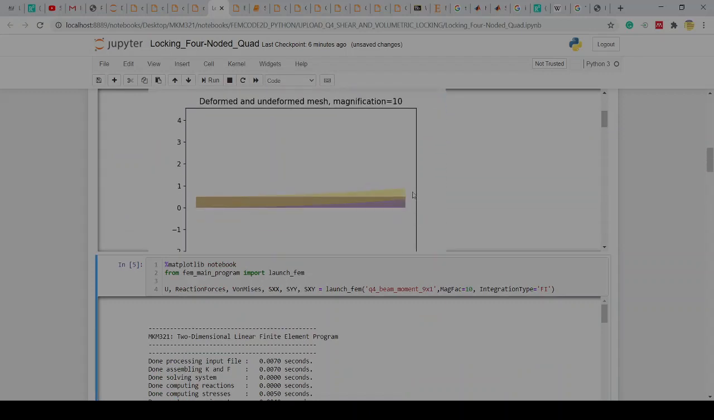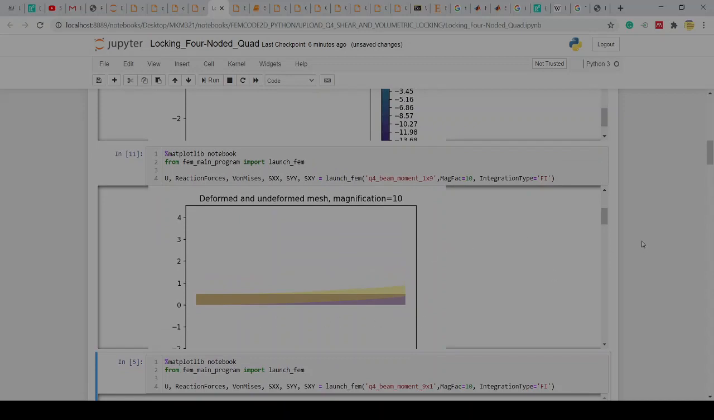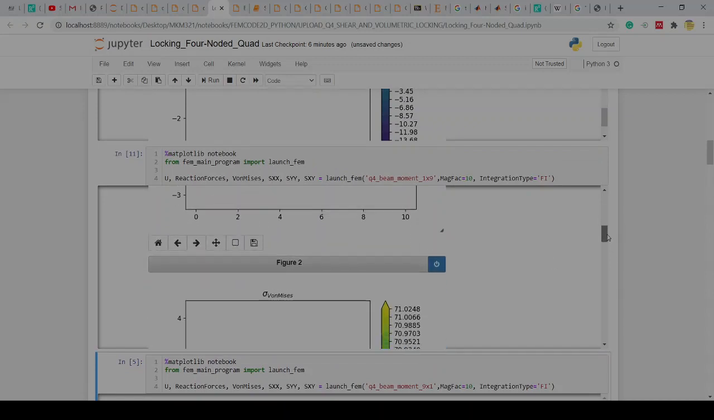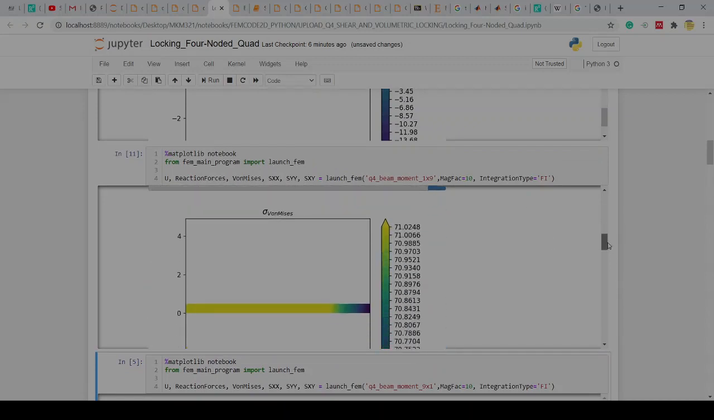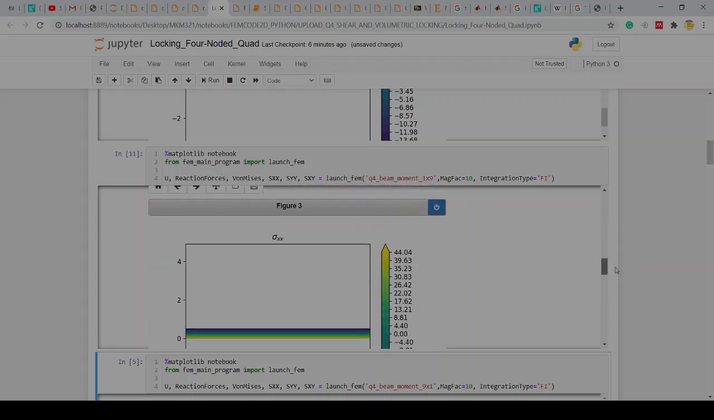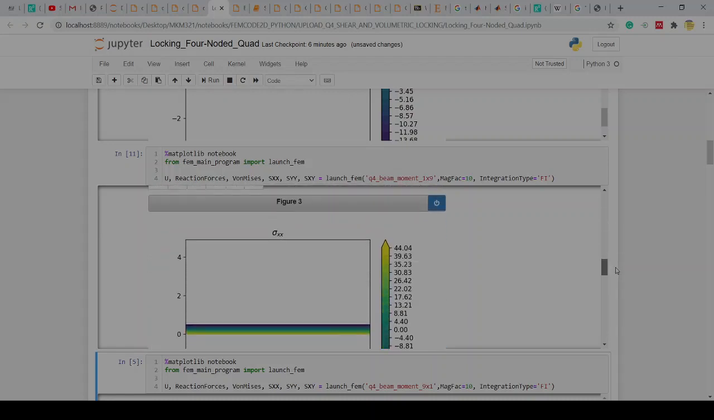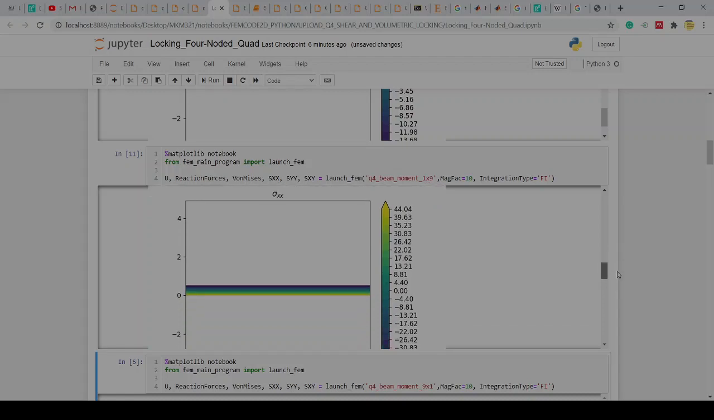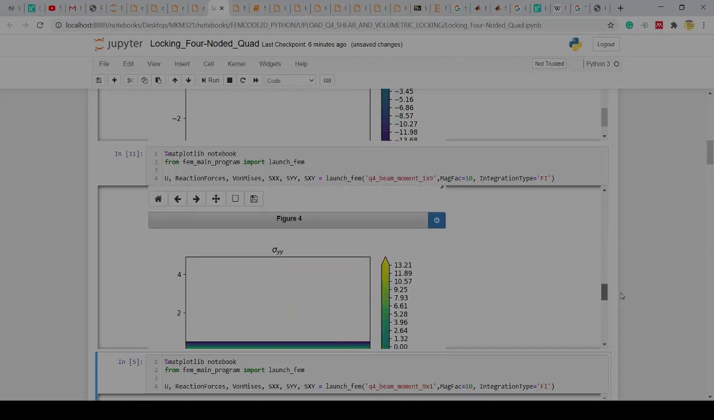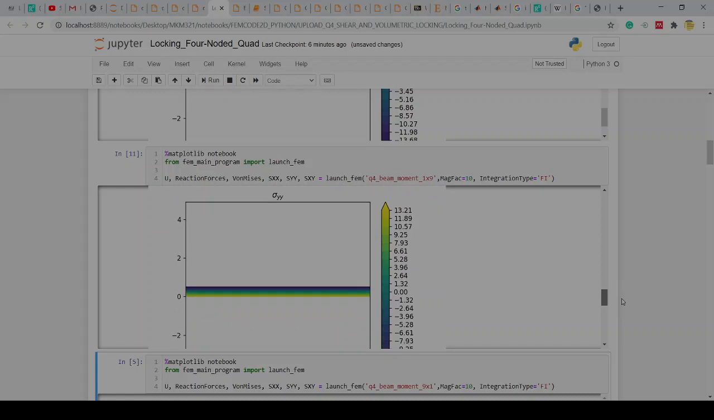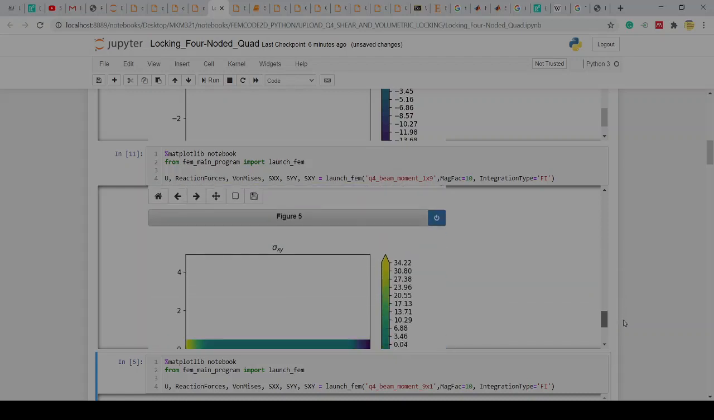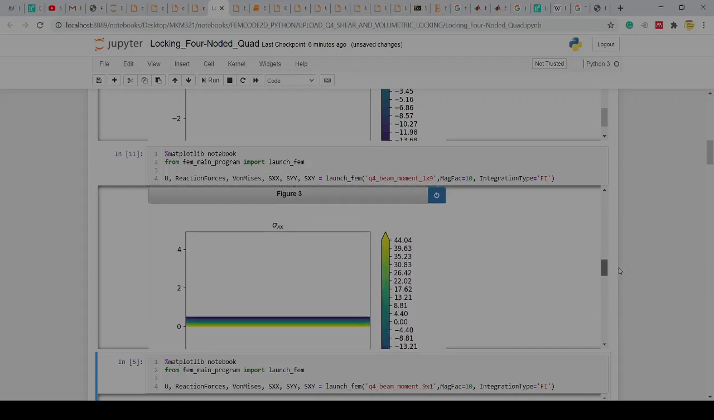Magnification factor, significantly more displacement. Can you see that? Significantly more. Now the von Mises is up to 70. Sigma XX, luckily, is at least up to 44, thereabouts. Still tension, compression, as we expected. Sigma YY is also significantly 13. And Sigma XY 34. Let's look at those values.